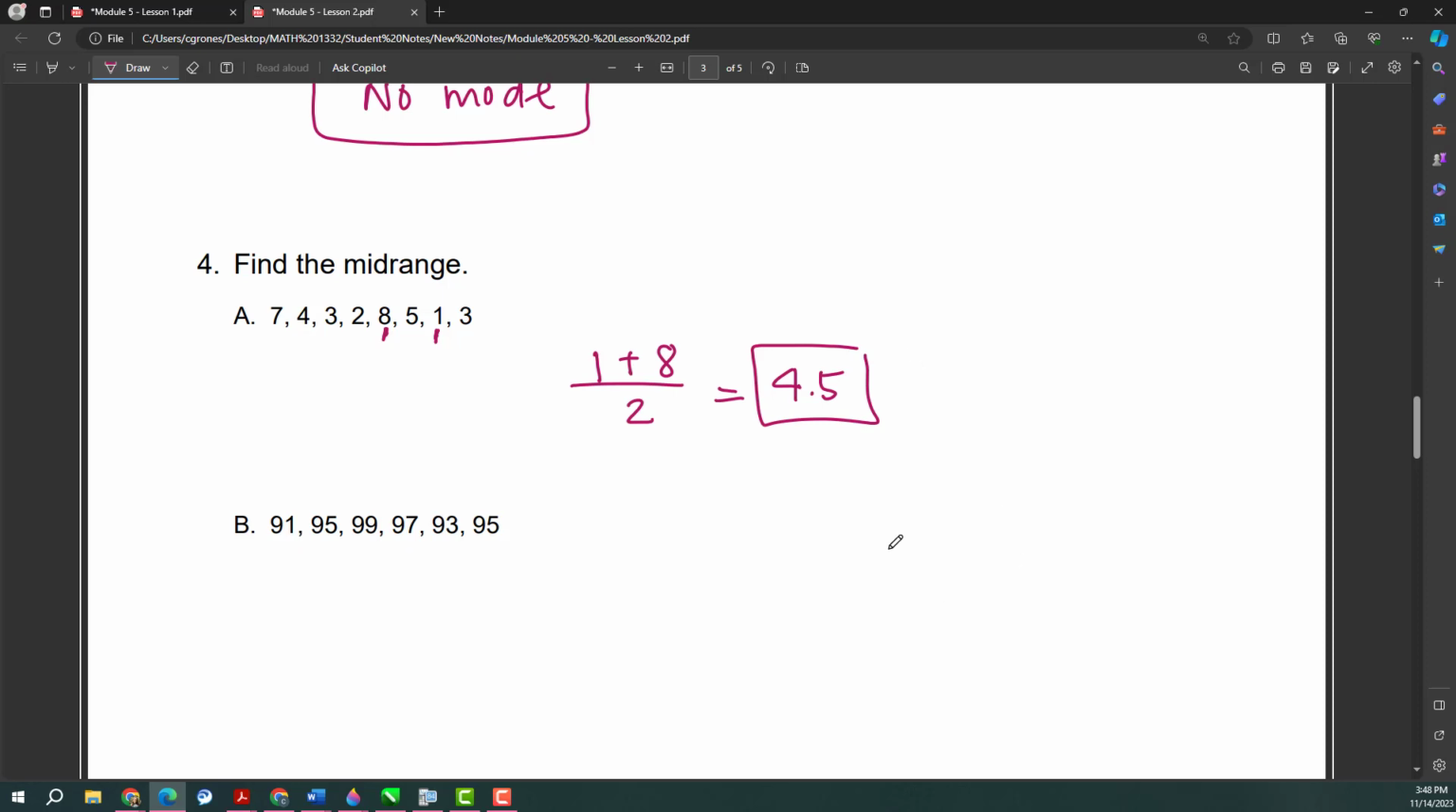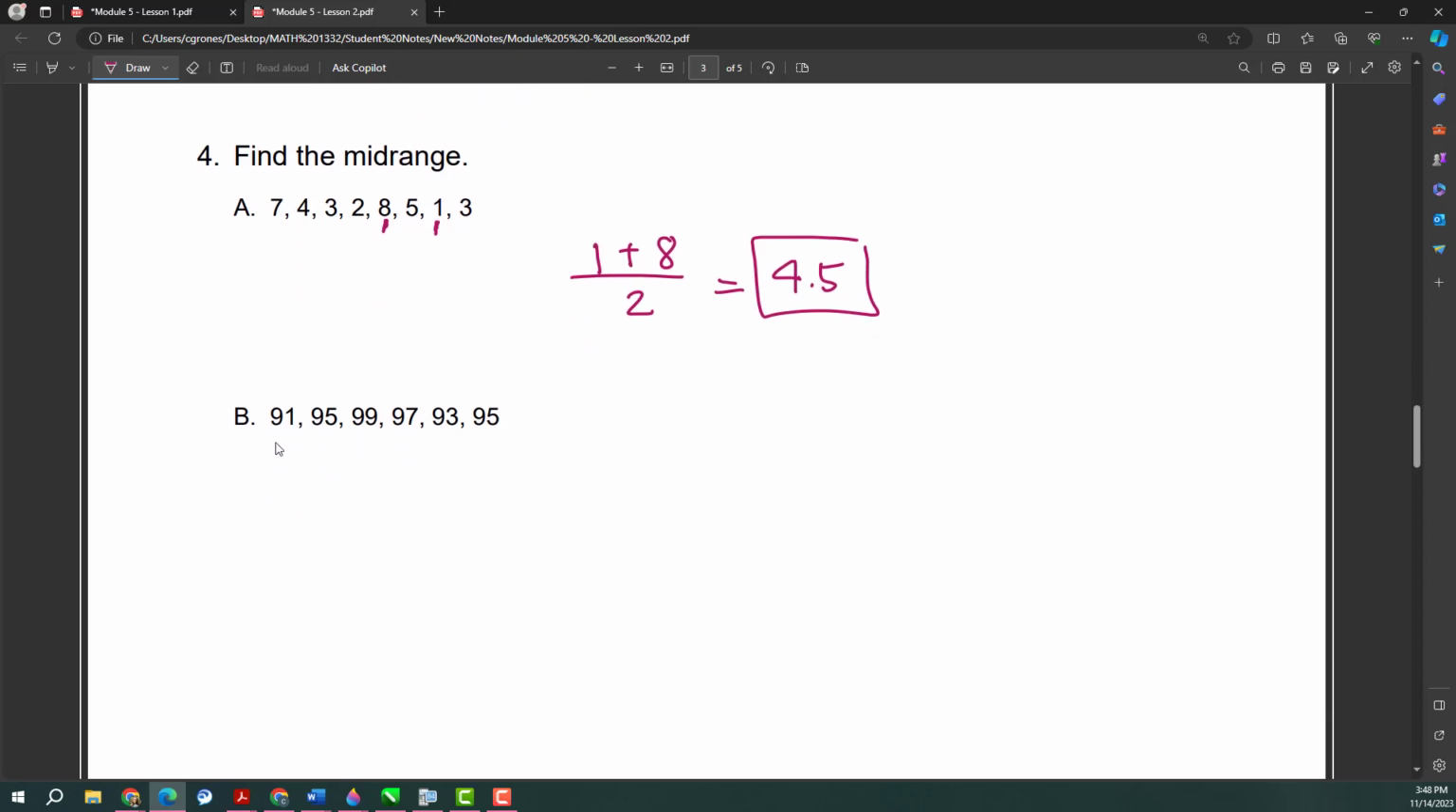on A. What about B? What's our lowest? 91. Our highest is 99. Divided by 2. Should get 95.